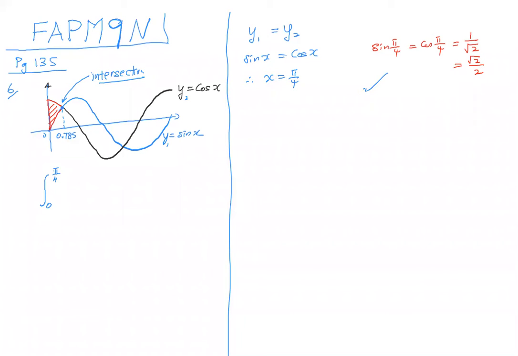Okay, now, which one minus which one? Area bounded by 2 curves, which minus which? Cos x minus sin x. Okay, why cos x minus sin x? Because we subtract the lower bound from the upper bound, right? Yes, you are right. Because cos x is above here. This is cos x, correct? The lower one is sin x. So you say cos x minus sin x dx.